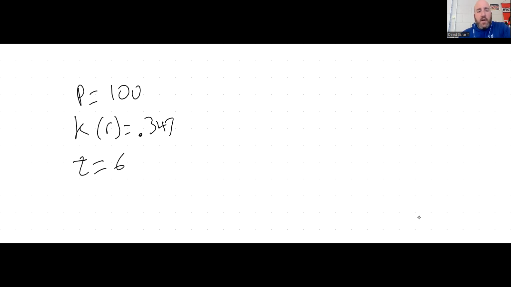We know our P is 100. Our K, which is our growth rate, which is what we're going to put in for R, is approximately 0.347. And our amount of time is 6 hours. Again, now it's hours, not years. So we've got to take all the information that was given to us and plug it in the formula.